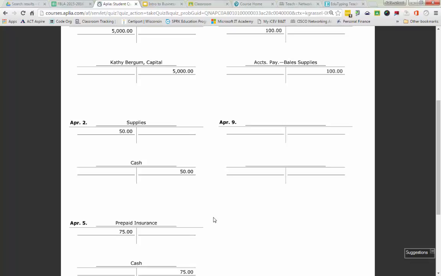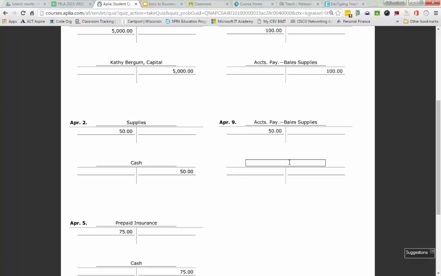So are we debiting or crediting accounts payable, Bale Supply? I'm sorry, say it again? Correct. I just couldn't hear you. My chair squeaked as you're talking. So we are debiting accounts payable, Bale Supply because we owe them less money. The amount that we owe them is going down by $50. So accounts payable, Bale Supply is going to be debited $50.